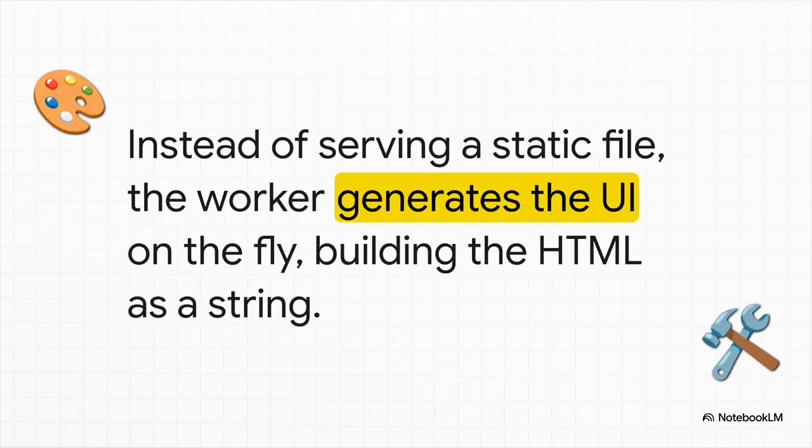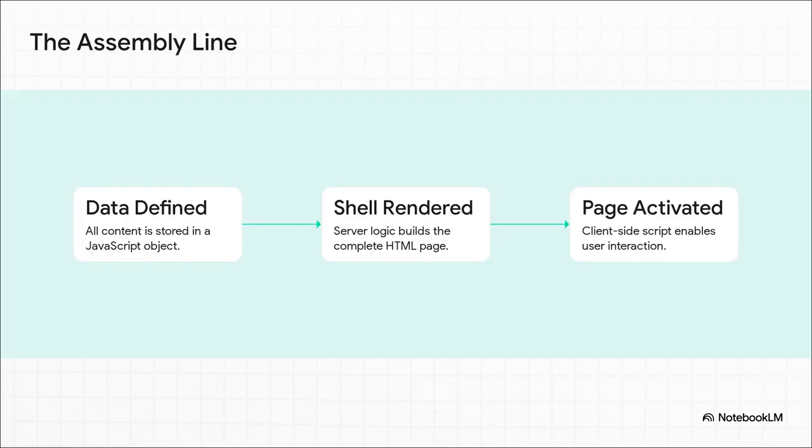And this is where things get really clever. Instead of grabbing an HTML file from somewhere, the worker actually generates the entire page on the fly. It's literally building the website as a giant string of text, HTML, CSS, JavaScript, and all, and then sends that finished product straight back to the browser. So you can picture it like a little assembly line. Step 1, all your data is defined in that one object. Step 2, the server logic grabs that data and builds the complete page shell.